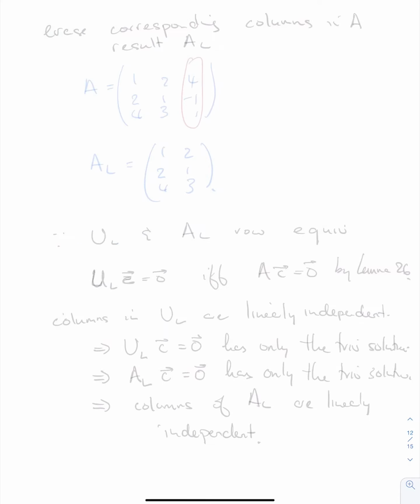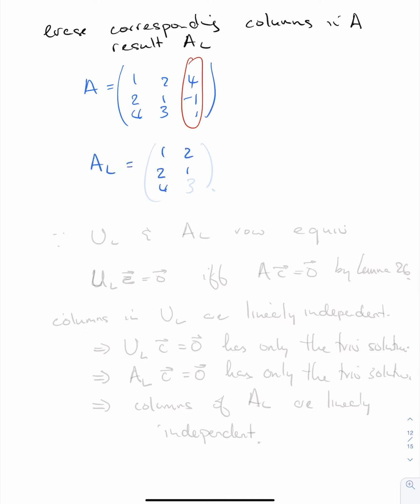Next step, we're going to erase the corresponding columns in A. So if we started out with A equal to 1, 2, 4, 2, 1, 3, 4, negative 1, 1, we are erasing the same column that we erased for U, and the result is AL. We're going to get AL is equal to 1, 2, 4, 2, 1, 3.